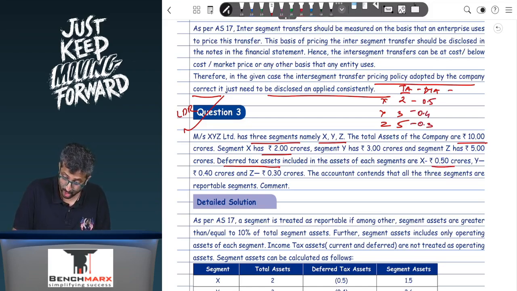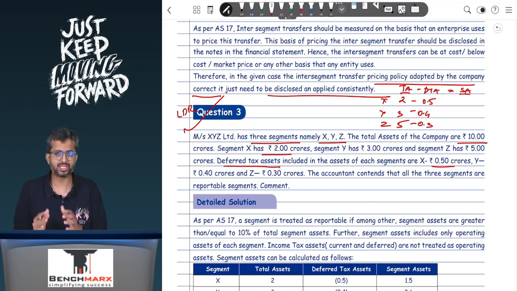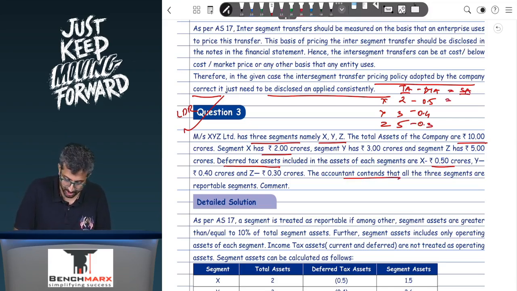Why am I subtracting? Because I want to find the segment assets, and segment assets is after removing the non-operating assets. Okay. The accountant contends that all the 3 segments are reportable. Well, how will I say that? Well, I will look at 1.5, that is a segment asset, 2.6 and 4.7. The total of this is 8.8. 10% of that comes to 0.88.